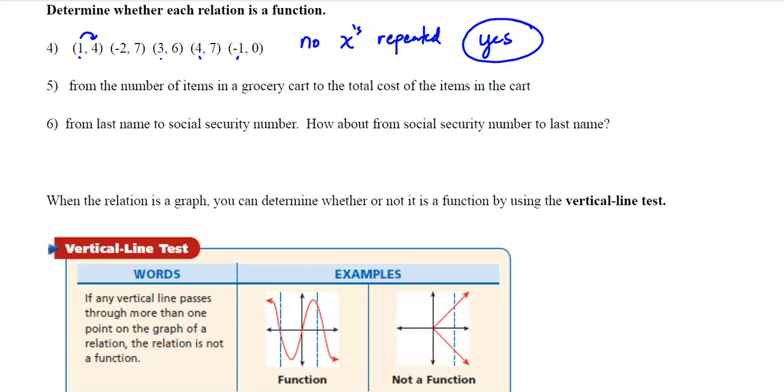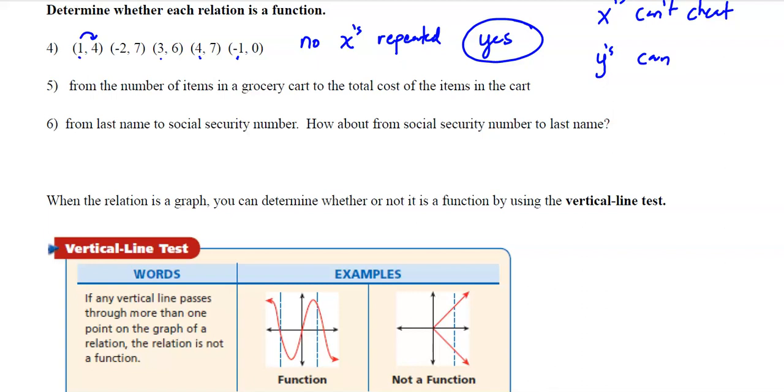It's not a function. So basically, this is how I like to think of it: the x's can't cheat. All right, x's can't cheat. Okay, the y's can kind of do what they want. The y's are allowed to, but the x's can't.